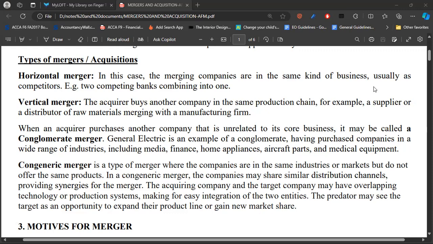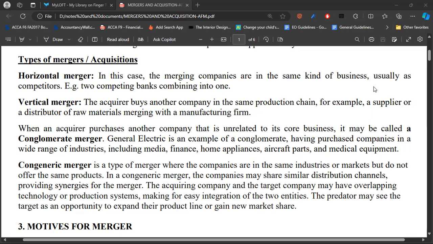Then we have vertical mergers, which are mergers between firms at different levels of production of various components of the same end product. For example, a merger between a tire manufacturing firm and a car assembly company. So this merger is a combination of two or more firms involved in different stages of production or distribution. It can be either forward or backward in nature.